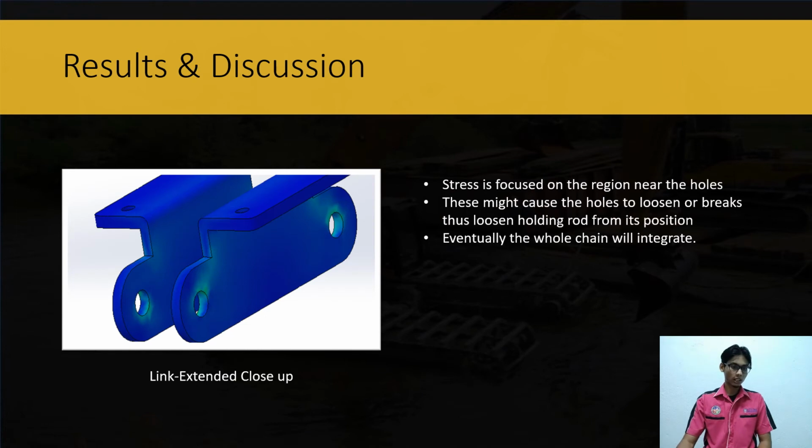So this figure here shows the close-up view of the link extended. The stress is focused more on the region near the holes here, as you can see. This stress might cause the holes to loosen or break. This loosens the holding rod that comes through the holes from its position, and eventually the whole chain will disintegrate.